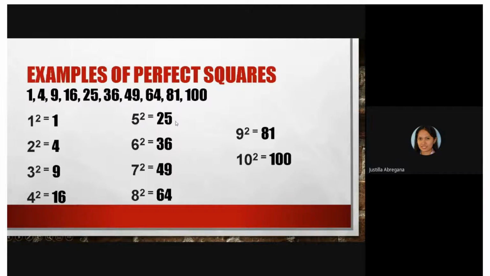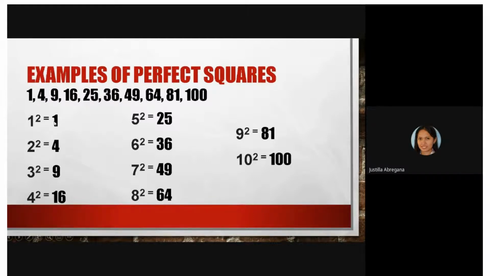How did we get 25? 5 squared means 5 times 5, which is 25. 6 squared is 36. 7 squared is 49. 8 squared is 64. And 9 squared, we have 81. 10 squared is 100. So meaning, these are the first 10 perfect squares.